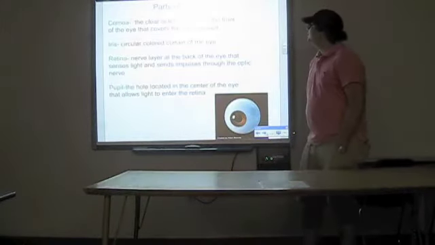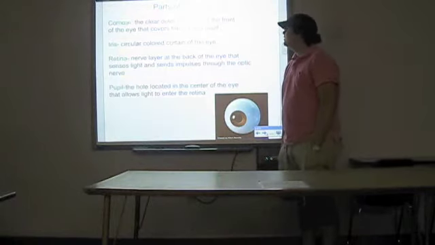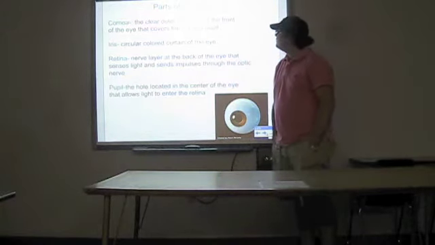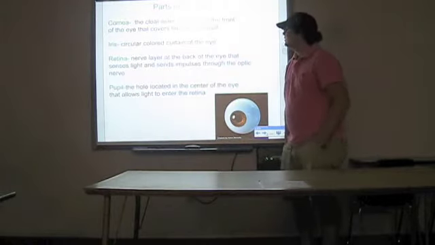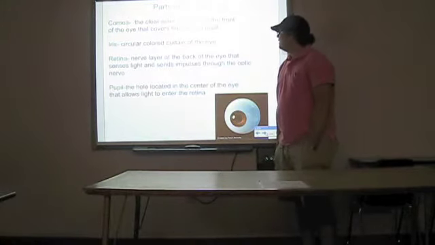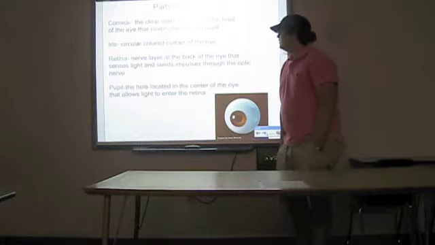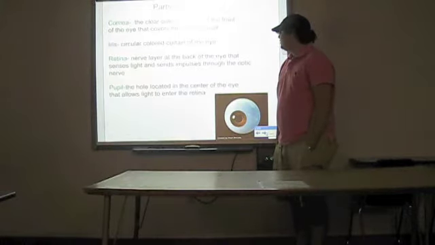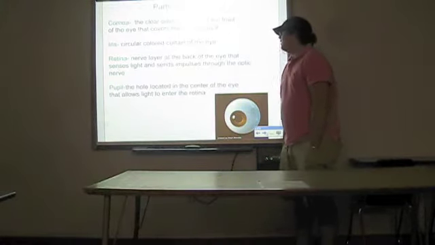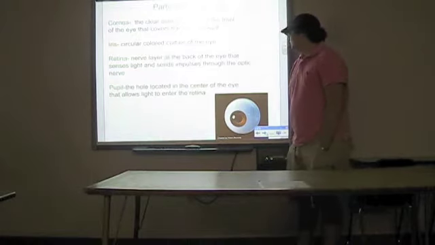Here are some definitions of the parts of the eye. You have the cornea, the clear outer covering of the front of the eye that covers the iris and pupil. The iris is the circular colored curtain of the eye. The retina is the nerve layer of the back of the eye that senses light and sends impulses through the optic nerve. And the pupil, the hole located in the center of the eye that allows light to the center of the retina.